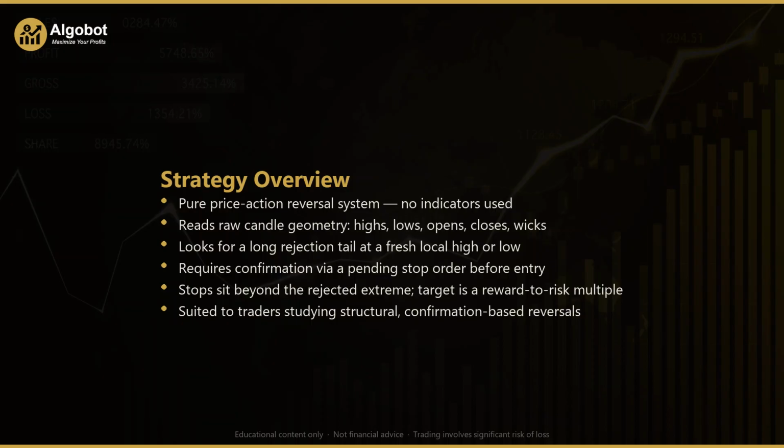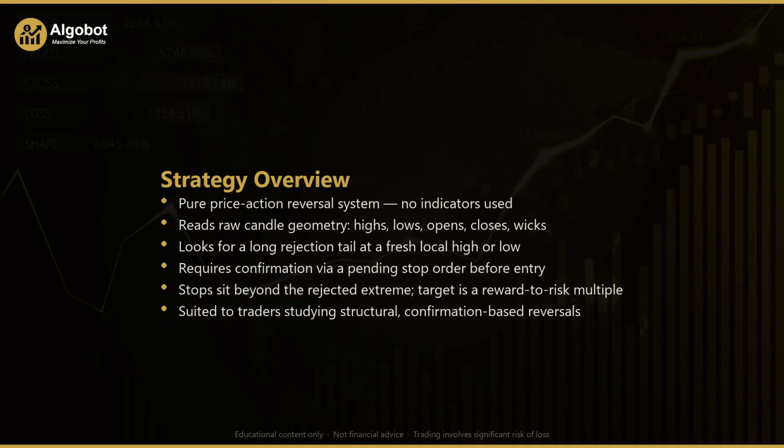What makes this particular strategy distinct is that it does not fade that tail blindly on the close. Many beginners see a rejection candle and immediately take the opposite position, only to watch price keep going. Instead, this approach demands confirmation. It arms a pending stop order at the opposite body end of the rejection bar, and it only becomes active if the very next candle actually trades back through that level, showing follow-through in the new direction.